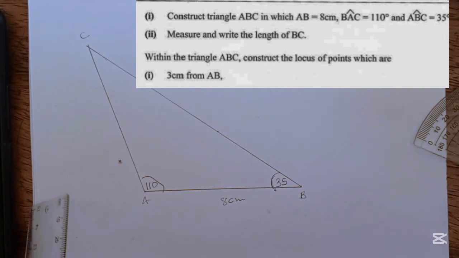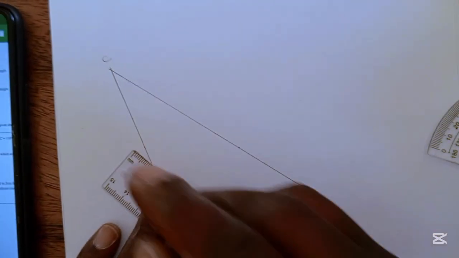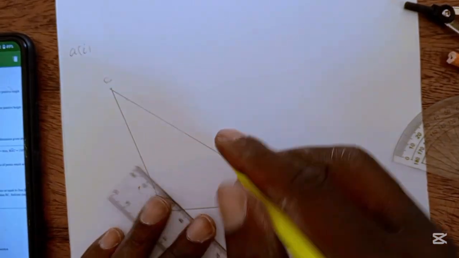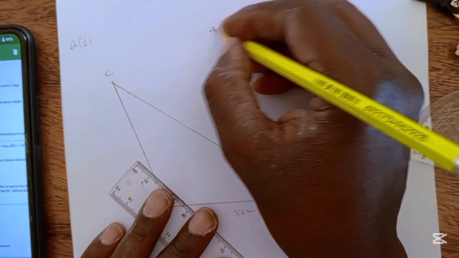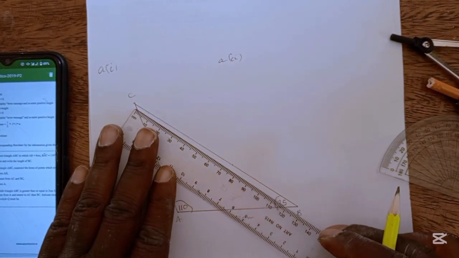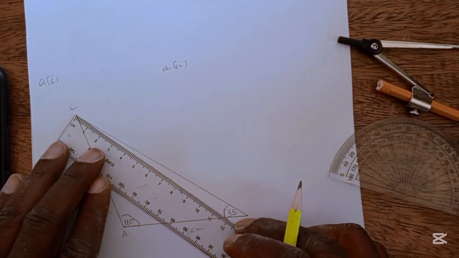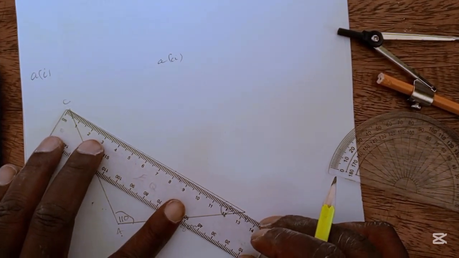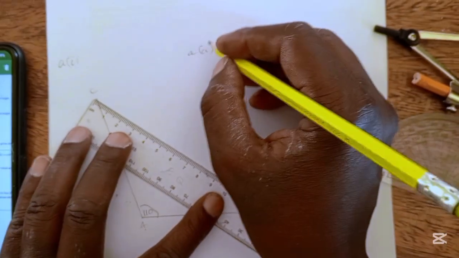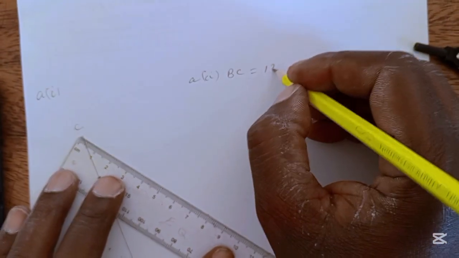Next, they say measure and write the length of BC. So you have to indicate clearly. You say this is A part 1. So part 2, they say I should measure and write the length of BC. You have to make sure that you do it nicely. You say, okay, from 0, my 0 is there. So you find that it is exactly 13 centimeters. So BC is equal to 13 centimeters.